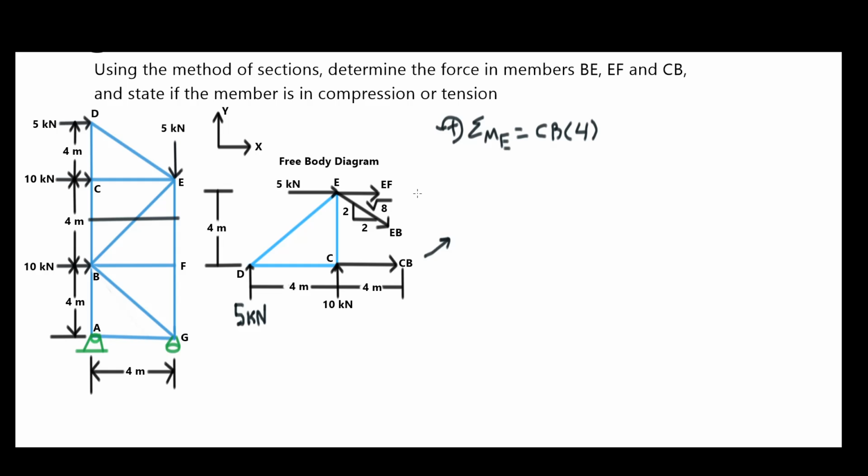Now let's take a look at the rest of this free body diagram. So this 5 kilonewtons is also going to be limited at point E since it's going into it.